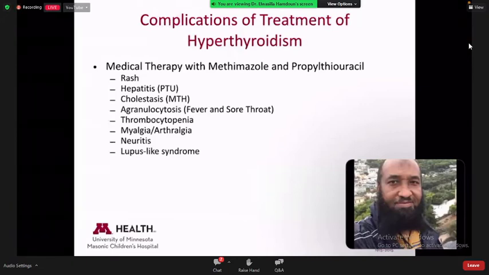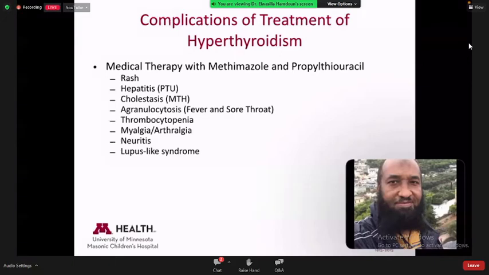Any child who is on these medications and has a sore throat or fever, it's an emergency. They must be evaluated and have labs done, because it could be a simple fever, but it could also be agranulocytosis that can progress to severe sepsis and problems. So remember, agranulocytosis with anti-thyroid medication, methimazole and propylthiouracil.